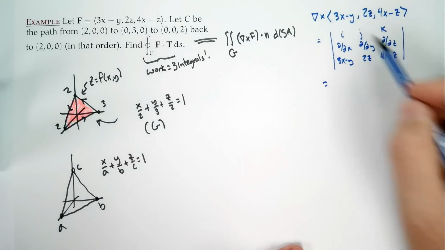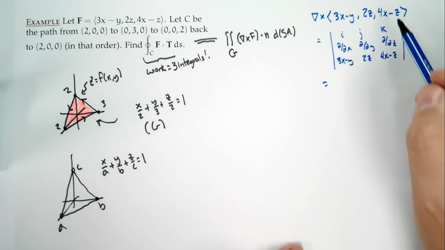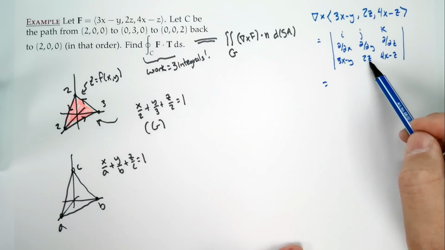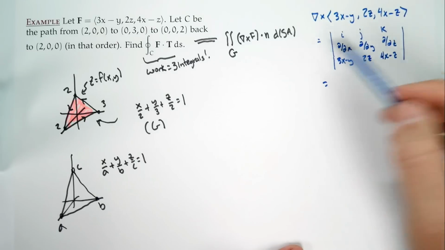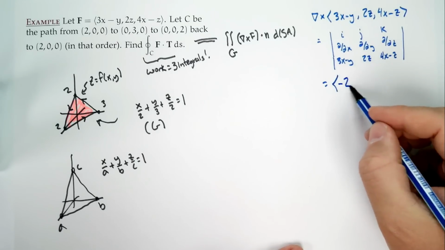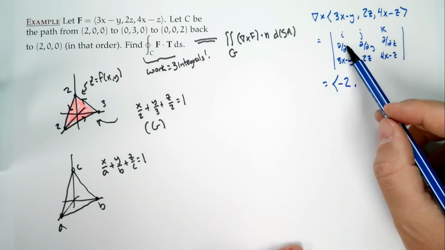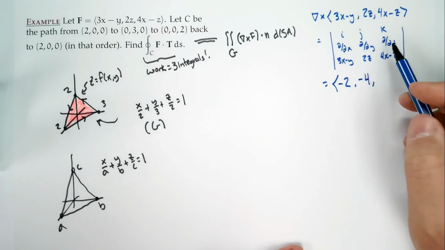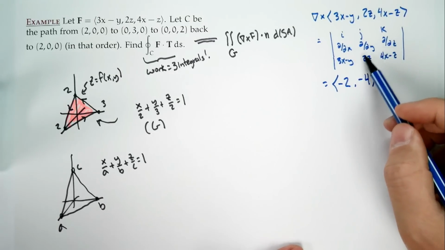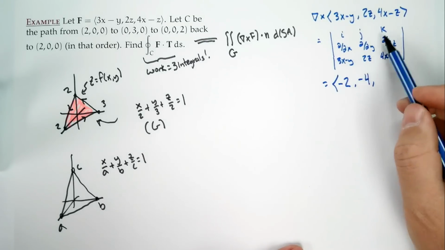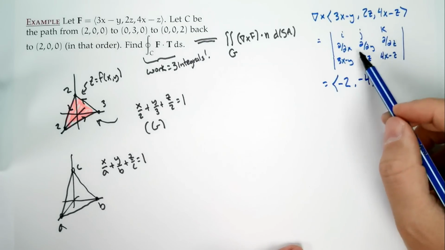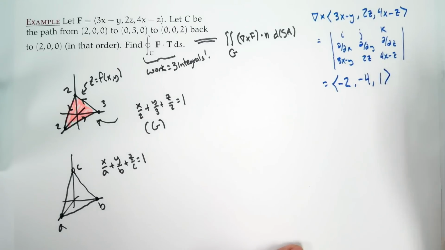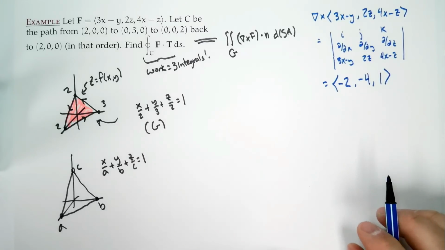Okay, so that was going down to the right. Now down to the left. i, partial z of 2z, well, that'd be 2. Of course, we went down to the left, so that gives us negative 2. And then we have j, partial x of 4x minus z. That'd be 4, but we went down to the right, so minus 4. And then k, partial y of 3x minus y. Well, that's minus 1, but we went down, so plus 1. So negative 2, negative 4, 1.